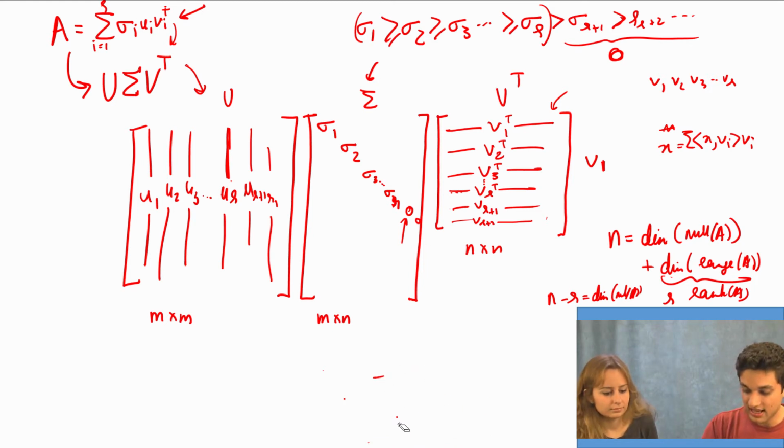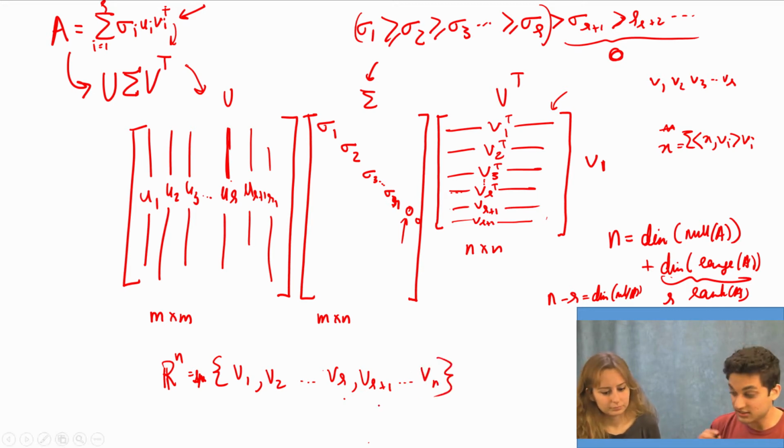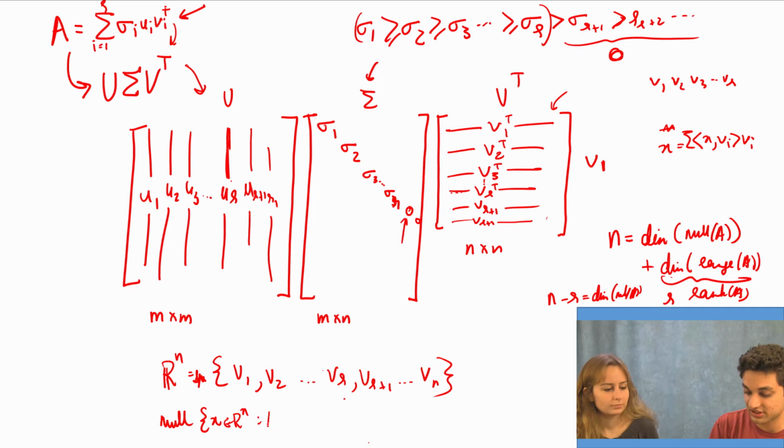If you were to look at R^n, it's going to be in the span of these basis vectors v1, v2, dot dot dot vr, v_{r+1}, dot dot dot vn, right? And now the null space is defined as the set of x in R^n such that A times x is equal to 0.